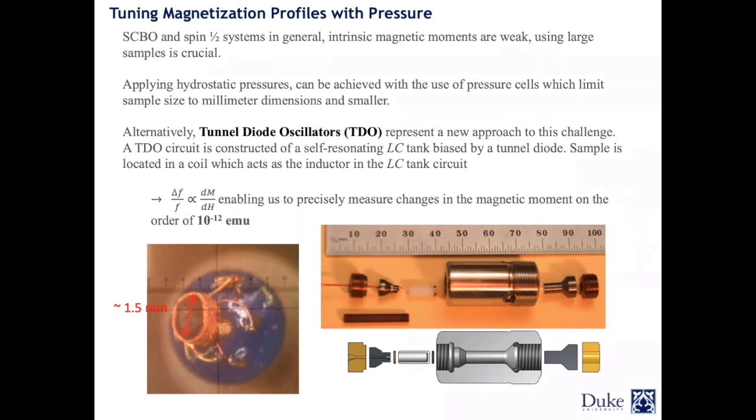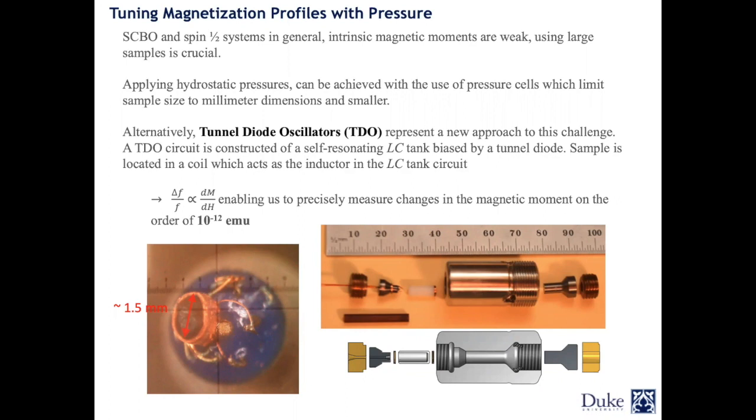The technique we had to use is called the tunnel diode oscillator technique, and the reason we use it is because it's so high resolution. Typically it's used for looking at quantum oscillations, not so much magnetism, but in our case we decided to look at that. Your sample is going to be in a coil and we look at the resonance frequency of this coil. It's an LC circuit, and when the magnetization of the sample changes, what is changing is the inductance of the LC circuit. So if you look at the resonance frequency, you can see how it's changing.